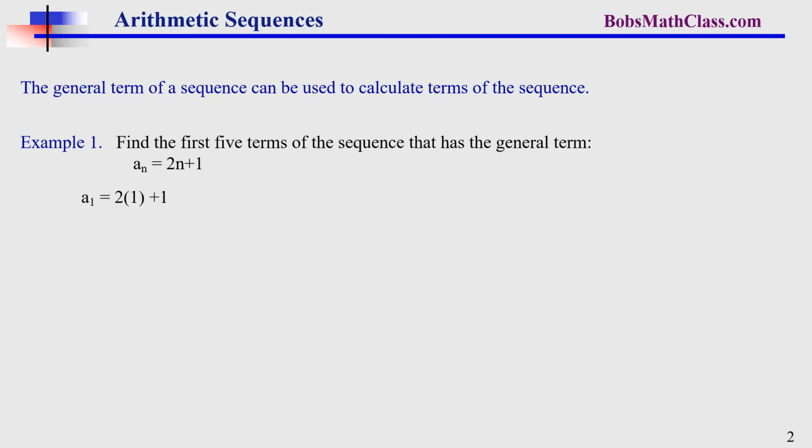Okay, so here's the first one. Replace n with 1. So that gives you, everywhere you see an n, replace it with 1. So that gives you A1 equals 2 times 1 plus 1. 2 times 1 is 2. 2 plus 1 is 3. So there's the first term. Do the same thing for A2 and A3 and A4 and A5.